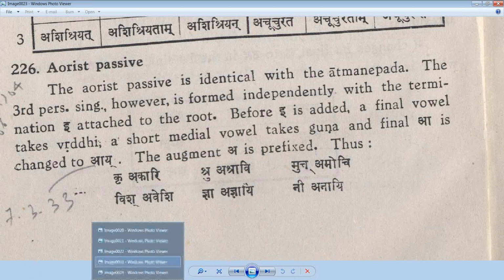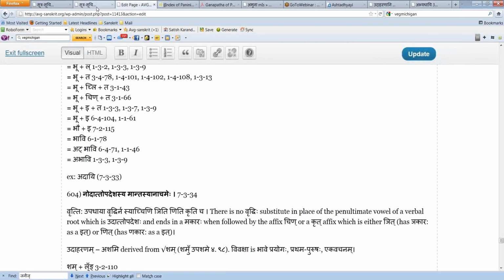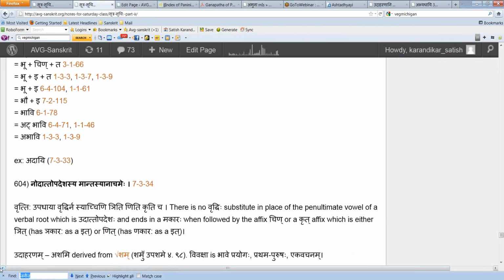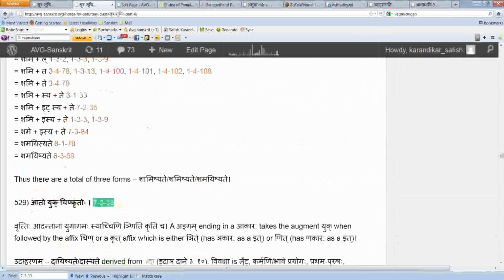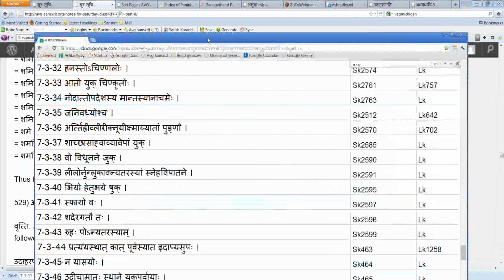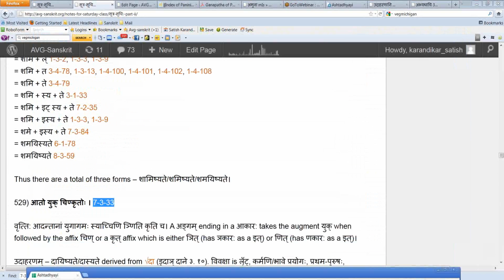The sutram is ato yuk chin krutoho, 7.3.33, which we have seen. Let me look at it quickly. This says adantanam yug agamasya chini niti kriticha. In fact, that's a sutram whose anuvritti we just used, because this chin kritoho anuvritti was coming down into janivadhyoscha. So for ato yuk, this is an angasya adhikaraha: adantasya angasya yuk agamaha syat chini atva niti kriti. So ato yuk chin kritoho.